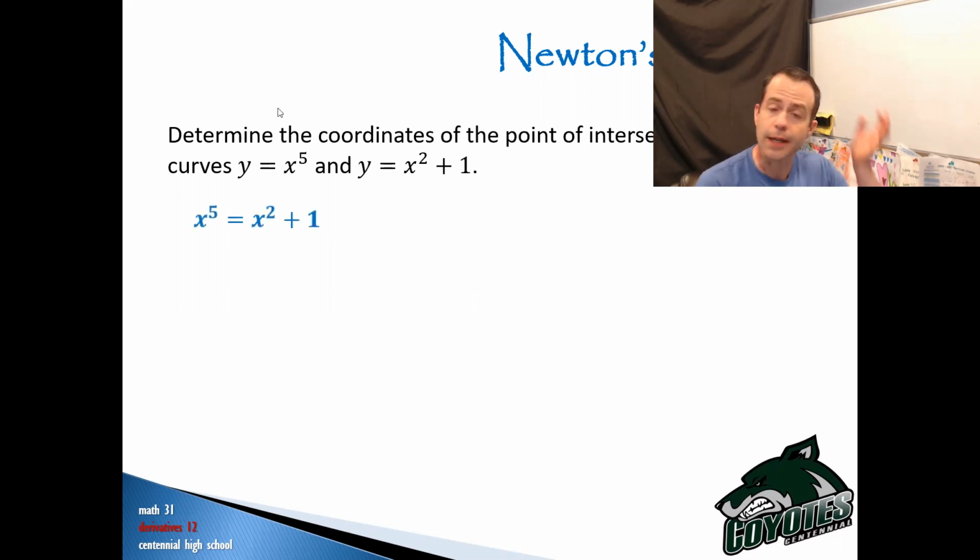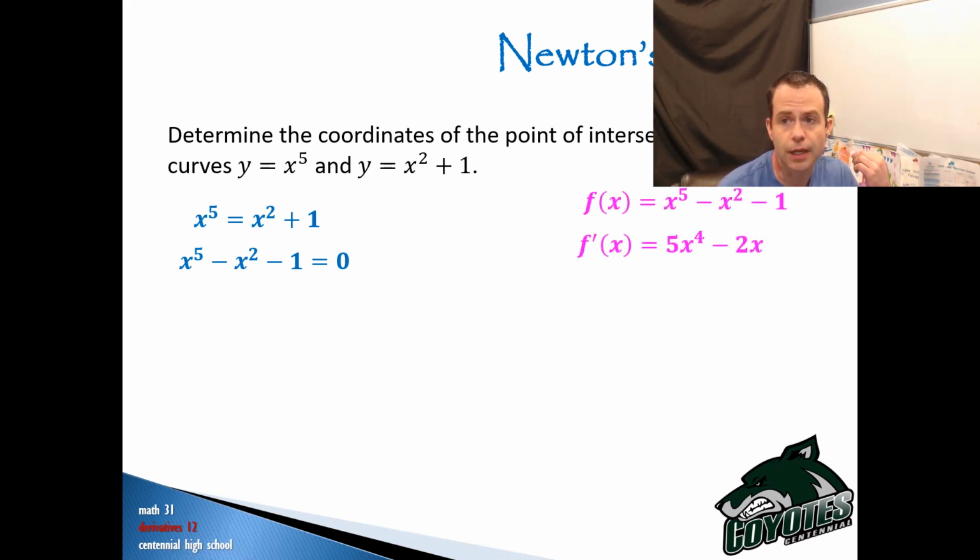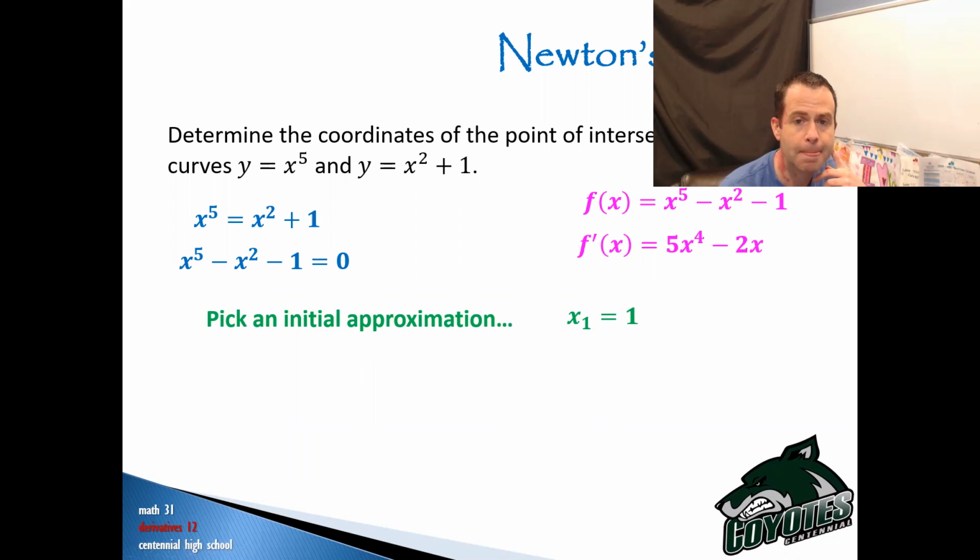Okay, so I've got x to the 5 equals x squared plus 1, and then that'll give me x to the 5 minus x squared minus 1 equals 0. So that's going to be my f of x. The derivative of f of x is going to be 5x to the 4 minus 2x. And now I start my iterations, okay? So you pick your initial approximation. I'm gonna pick 1, okay? It doesn't really matter what you pick. It will work itself out as you keep doing approximations, okay? Okay, so x2 will be 1 minus f of x1 over the derivative of x1.